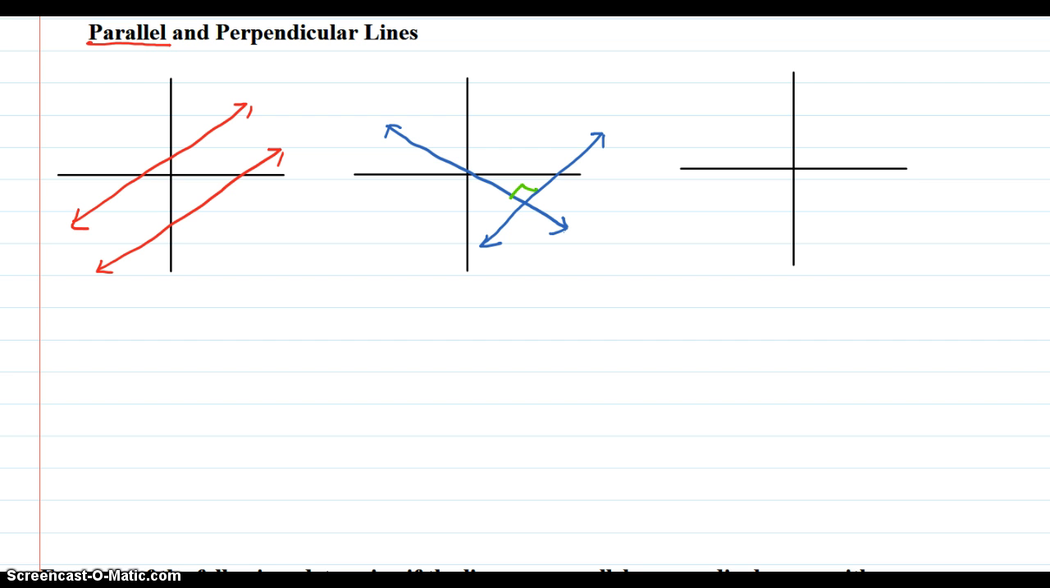And then my third example, so the lines are either going to be parallel, perpendicular, or neither. And when lines are neither, that means that they just cross, they just intersect.